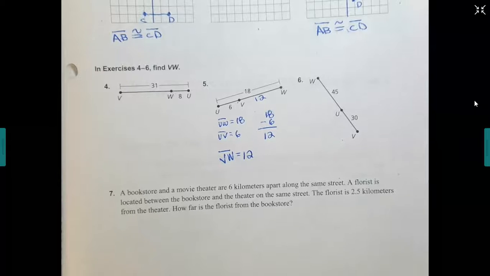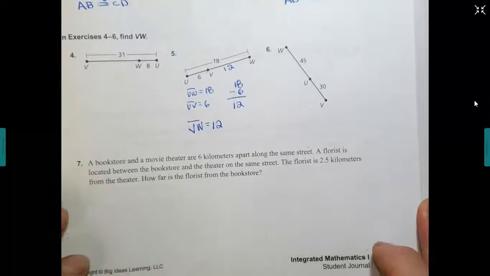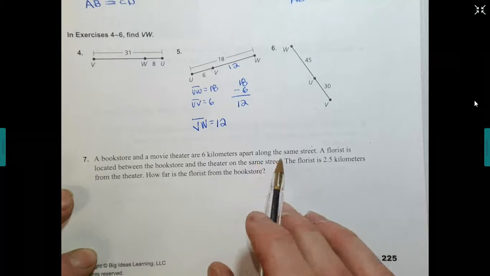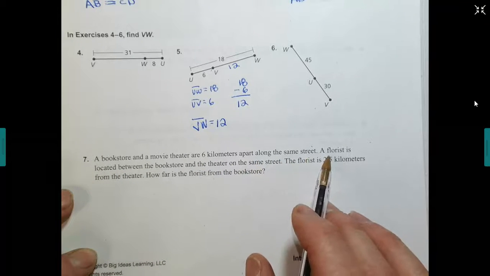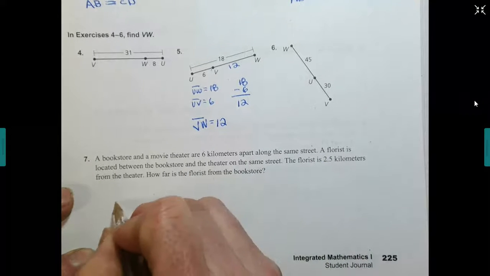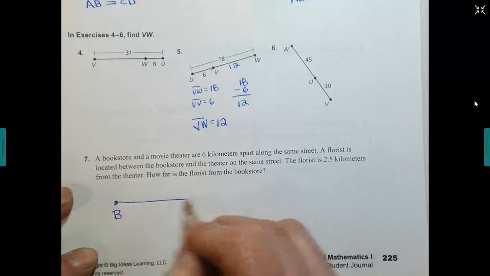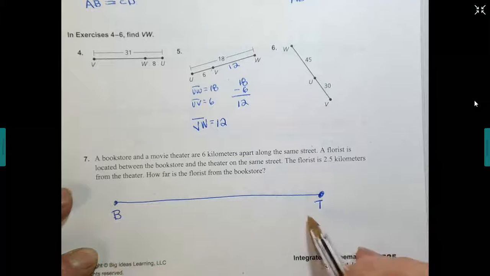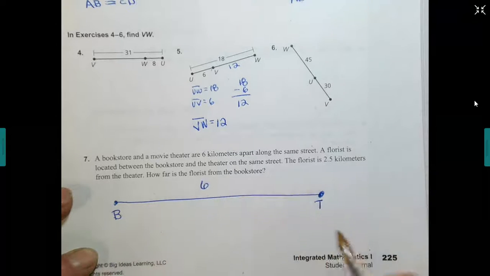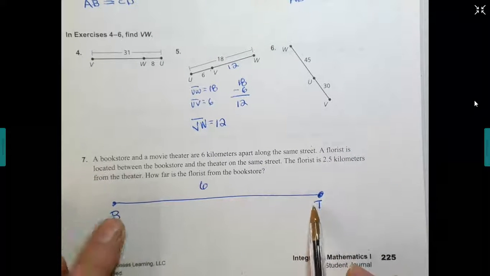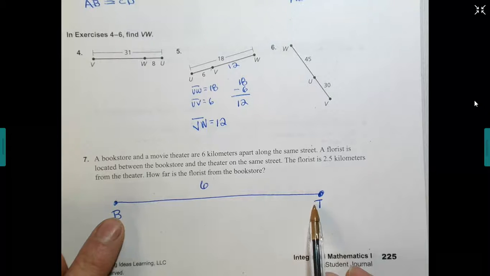And I'll get you started with number 7, and then you can finish it. A bookstore and a movie theater are 6 kilometers apart along the same street. Okay, so I'll say a bookstore, and let's say a movie theater. There's my bookstore and my theater, and those are 6 kilometers apart. A florist is located between the bookstore and the theater on the same street. The florist is 2.5 kilometers from the theater.